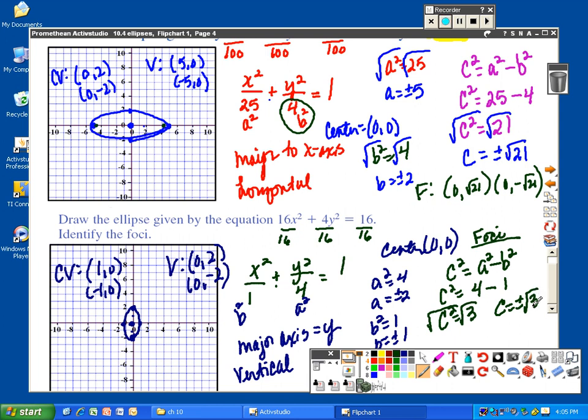Since my major axis was y, my foci must also be on the y. I must move plus or minus square root 3 units up and down from my center. The square root of 4 is 2, so almost 2 units, not quite 2. So that makes my foci (0, square root 3) and (0, negative square root 3).